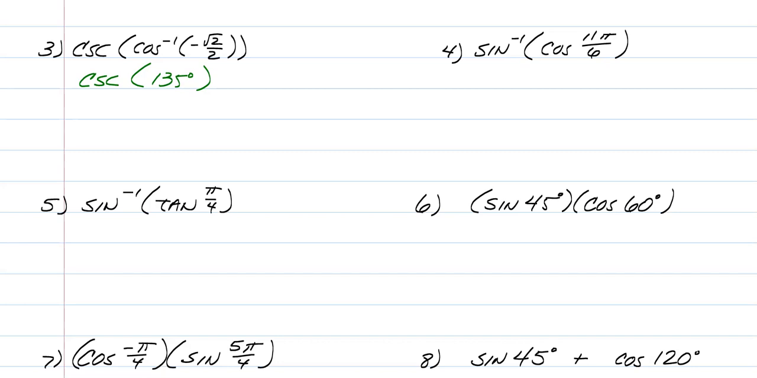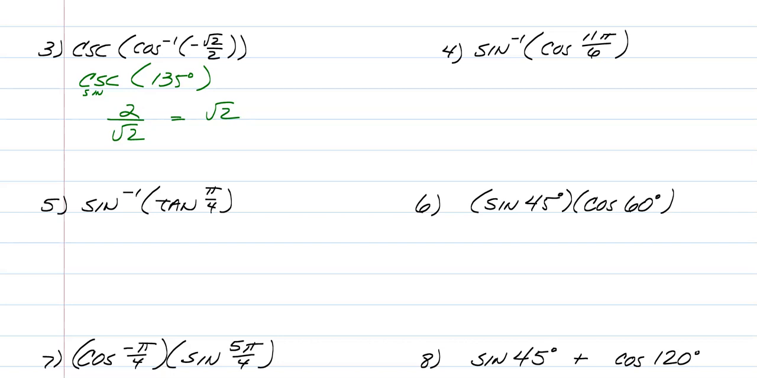Cosecant of 135 is the reciprocal of sine. So sine of 135 is equal to root 2 over 2. So the reciprocal of that would be 2 over root 2. And I'm fine if you leave it that way, but if you are asked to simplify and rationalize your denominator, it would just become 2 root 2 over 2, which is just root 2.